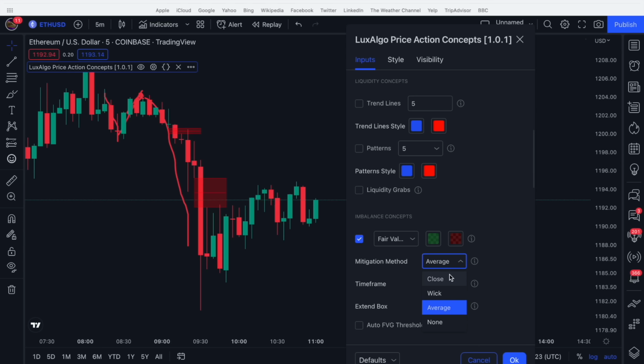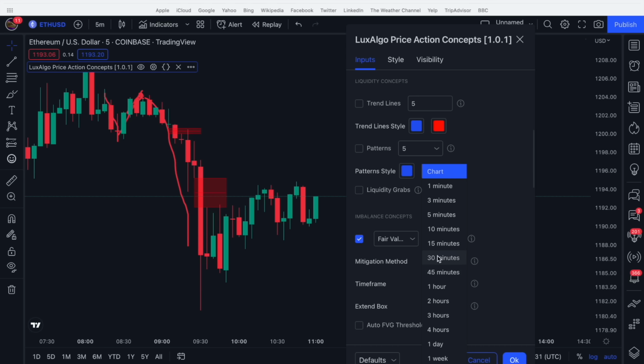We can say when it's closed through it, when it's wicked through it, or we can say never mitigate them, so they're never ever mitigated. And we can use multi time frames here, so you can look at fair value gaps on different time frames. Imbalance concepts are a high level concept, so if you're a beginner trader, maybe consider learning the basics and then moving on to this.